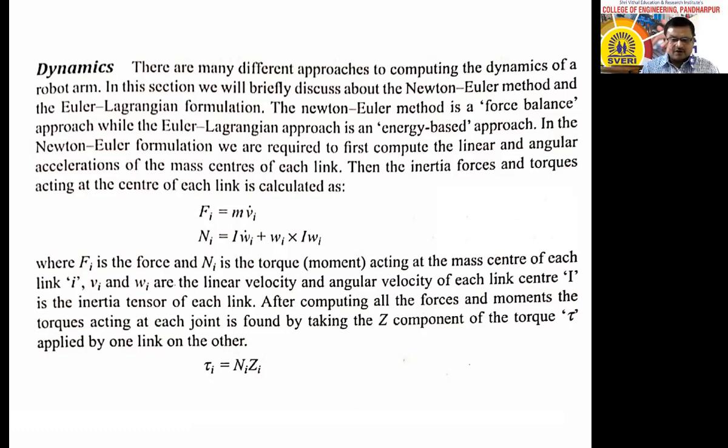After computing all the forces and moments, the torque applied at each joint is found by taking the Z component of the torque applied by one link to the other. Therefore, the joint torque Ti is equal to Ni times Zi.